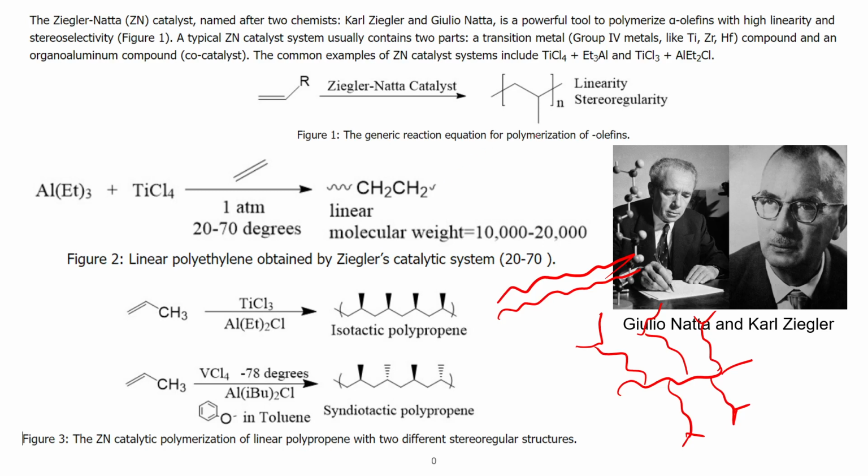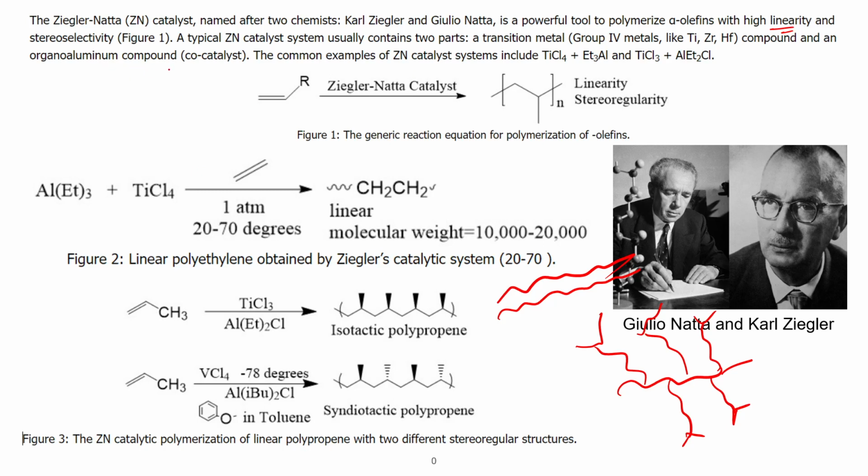For that, these people discovered that they were successfully able to form long linear polymers with this particular system. That's why they won the Nobel Prize also for the development of this Ziegler-Natta system. Generally two particular metals are used, aluminum and titanium.